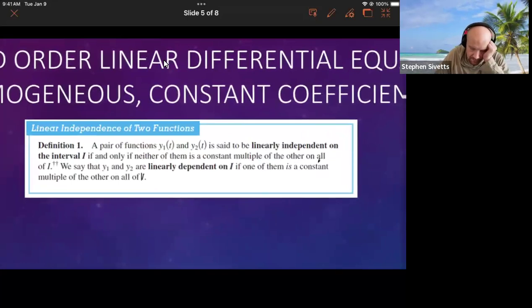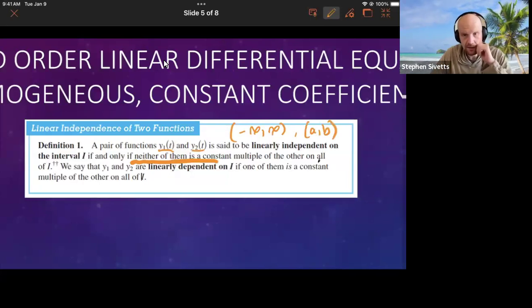A pair of functions, y1 of t and y2 of t, is said to be linearly independent if and only if neither of them is a constant multiple of the other on all the interval I. This interval could be any real number or just a subset, a to b. We say that y1 and y2 are linearly dependent on I if one of them is a constant multiple of the other on all the values in that interval I.